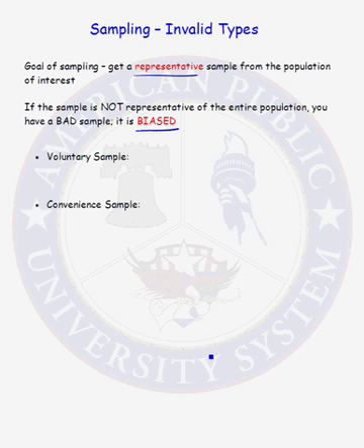The reason these two sampling techniques are invalid is because there is no randomness involved in selecting the individuals to go into the sample. So please be wary of results when the sample consists of a voluntary sample or a convenience sample.